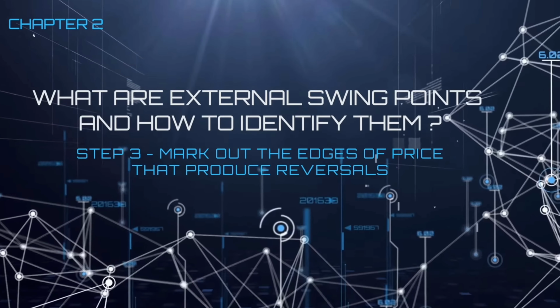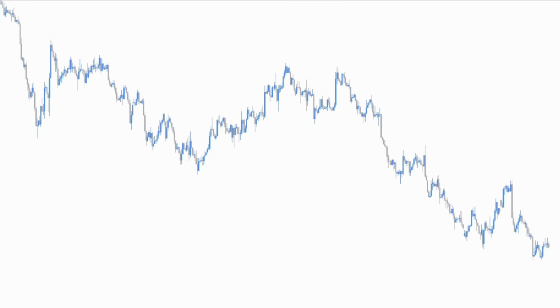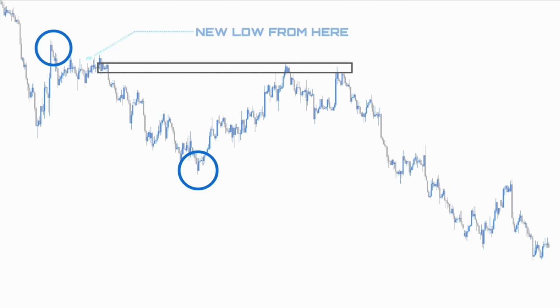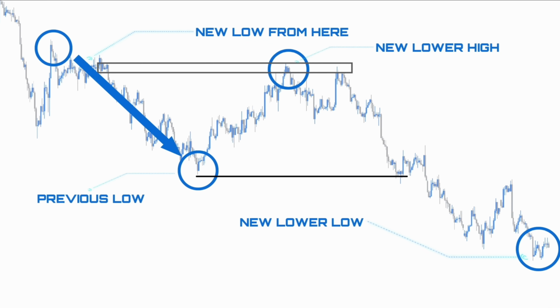Step 3. Mark out the edges of price that produce reversals. You can see here that price reverses from this point and puts in a new low from here. It reverses again and puts in a lower high. This new high is lower than the previous one. From here, we expand again back down to put in a lower low. The new low is lower than the previous one. You can now see from the reversal points we have marked out that these are your swing points, and these are the points we use to establish our order flow.